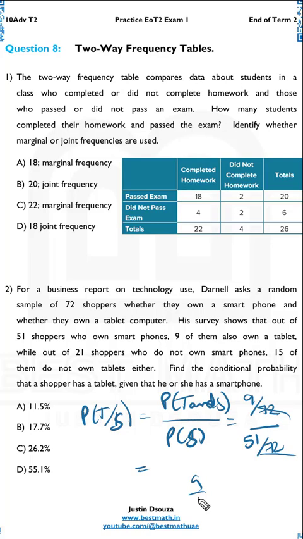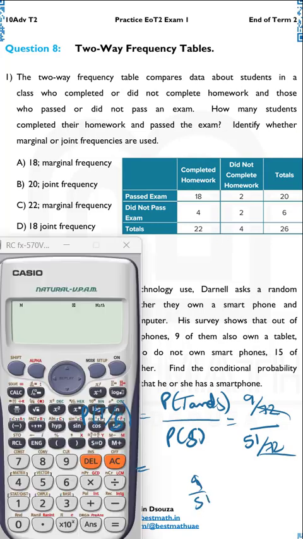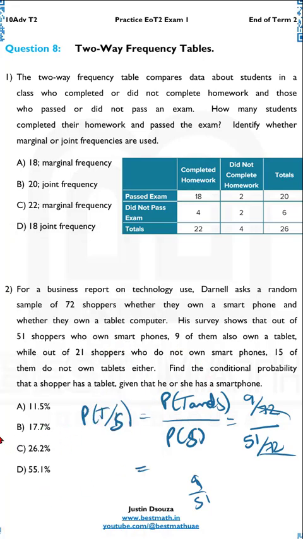It's 9 by 51. Let's put it in the calculator and you'll get the answer. So it'll be 9 divided by 51. But remember, because options were in percentage, I'll just multiply this by 100. So the answer is 17.65%. And here we can see it's 17.7.